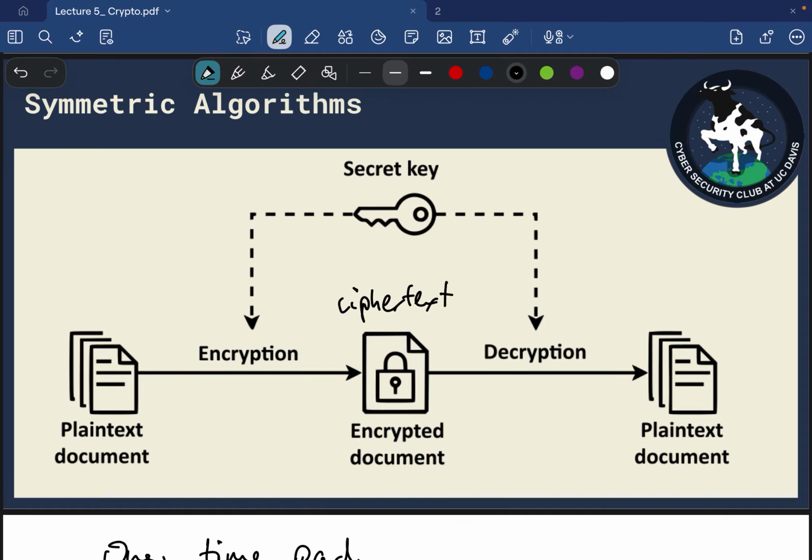Confusion is when one of the bits of your key is changed, the ciphertext should also result in around half the bits changed.